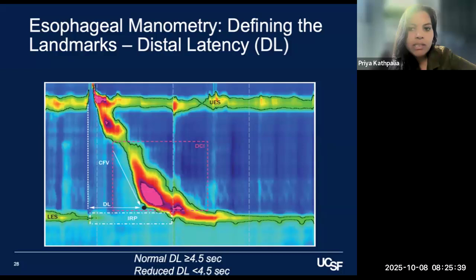And then you have the distal latency. The distal latency is really the time between when the UES opens to the CDP, to this deceleration point. And this helps us to evaluate for premature contractions. This is the basis for defining distal esophageal spasm, as well as potentially type 3 achalasia. It's one of the criteria, to have this spastic component. So normal distal latency tends to be over 4.5 seconds.